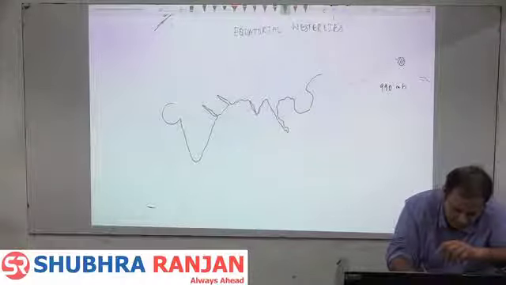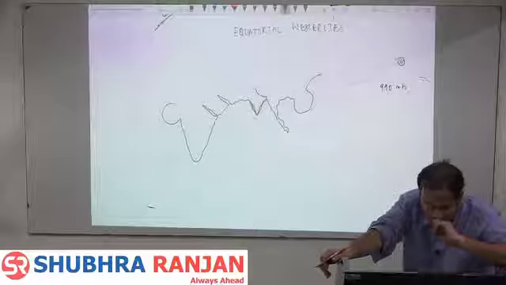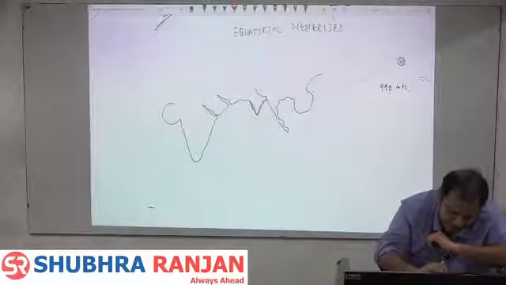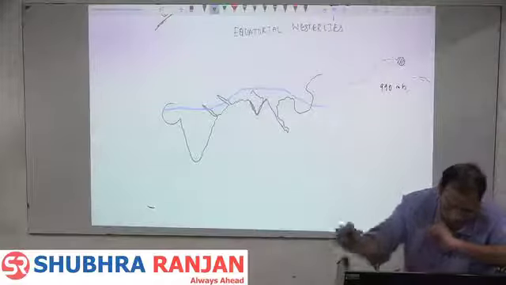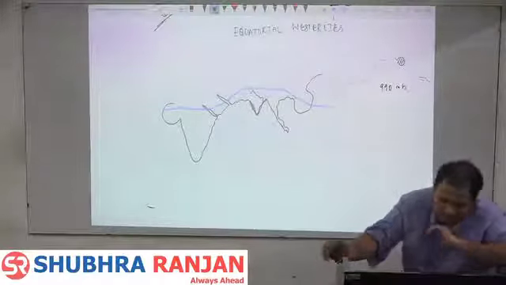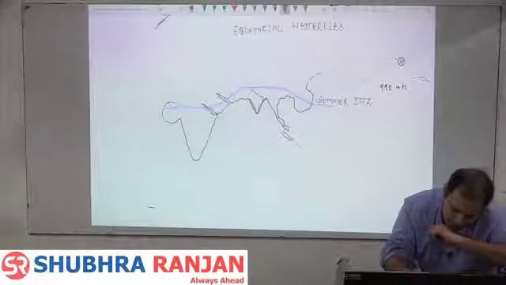The southwest monsoons meet the northeast trade winds along the ITCZ, and therefore ITCZ is the monsoon trough.